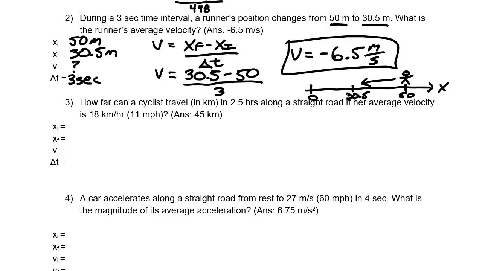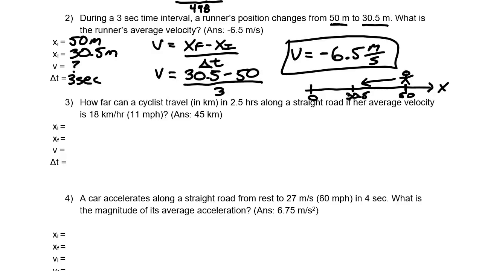For problem number 3, how far could a cyclist travel in kilometers in 2.5 hours along a straight road if her average velocity is 18 kilometers per hour? Keep in mind that 18 kilometers per hour is roughly 11 miles an hour.